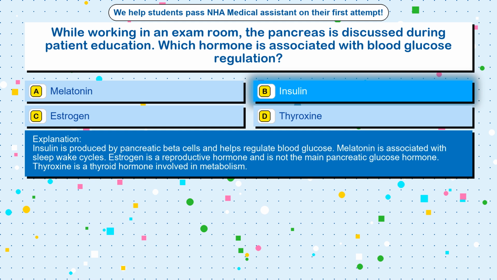Melatonin is associated with sleep-wake cycles. Estrogen is a reproductive hormone and is not the main pancreatic glucose hormone. Thyroxine is a thyroid hormone involved in metabolism.